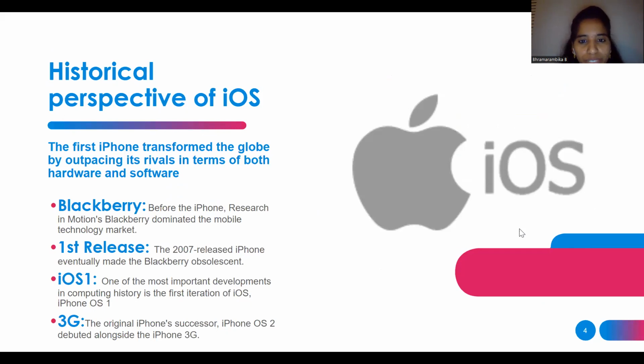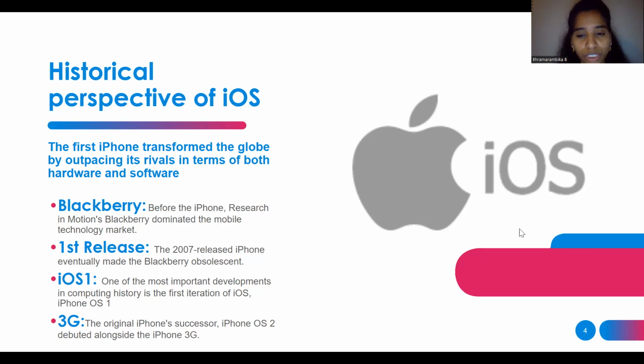The first iPhone transformed the world by outpassing its rivals in terms of both hardware and software. Before the iPhone, Research In Motion's BlackBerry dominated the mobile technology market. It allowed users to interact by text and email, as well as use it as a cell phone. The iPhone released in 2007 eventually made the BlackBerry obsolete. One of the most important developments in computing history is the first iteration of iOS, iPhone OS 1. The iPhone and iOS are responsible for almost all smartphones on the market today.